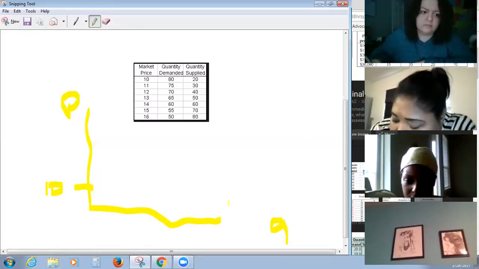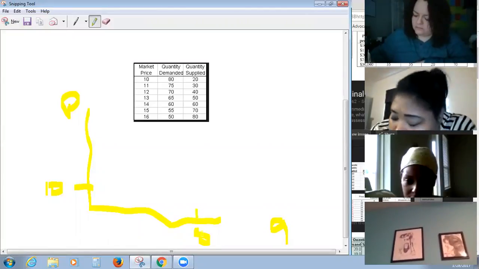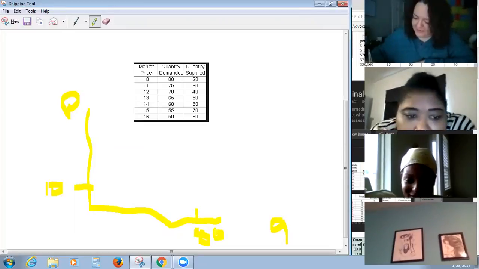You're going to come over here to where 80 is. This is bad, right? And you're going to make an 80. All right, so go ahead and on your graph, draw out the demand curve.